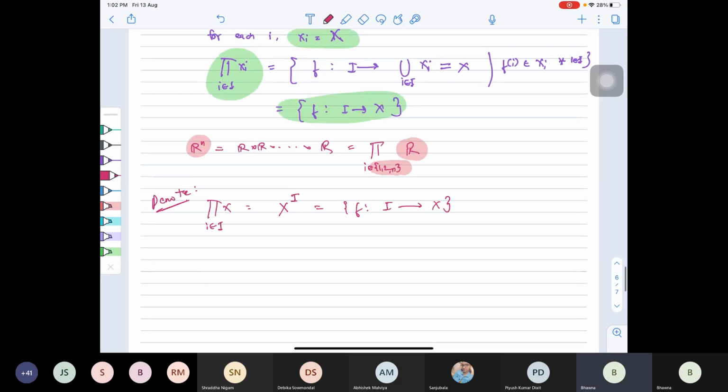In general, for A and B non-empty sets, A to the power B means all the functions from B to A. It's just a notation. Just try to remember this. Nothing to think about.